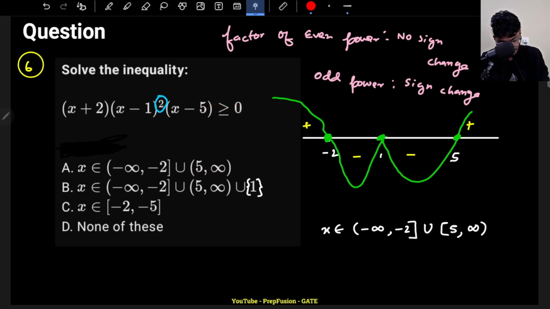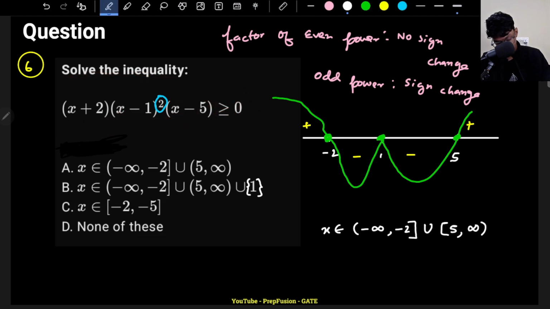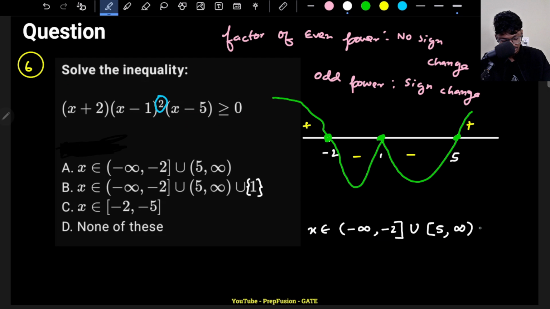If the equality sign is there, this x equal to 1 also will satisfy the equation. If I put x equal to 1, the left hand side is 0 and the right hand side is already 0, and 0 is equal to 0, which satisfies the inequality. So I have to include a single value, and how do we include a single value? With curly braces. So this will be {1}. That's a simple thing.